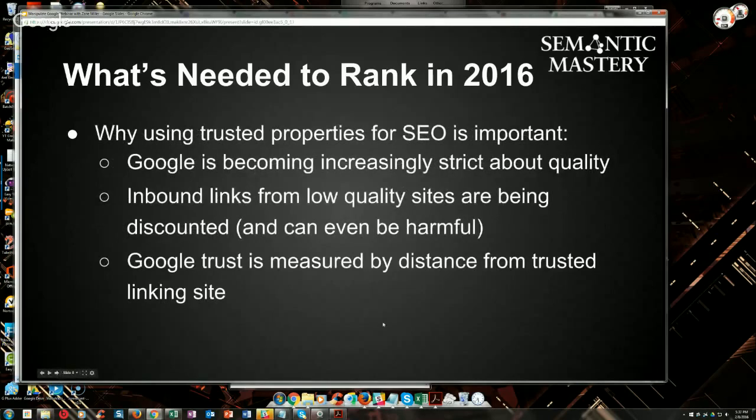Okay, so moving on, what's needed to rank? Why using trusted properties for SEO is important. We mentioned earlier that this is one of the things, using trusted properties. Google is becoming increasingly strict about quality. Inbound links from low quality sites are being discounted and can even be harmful. And Google Trust is measured by distance from a trusted linking site.